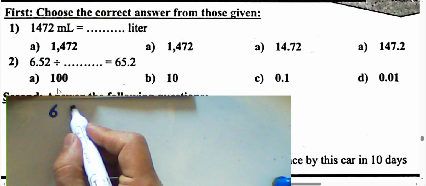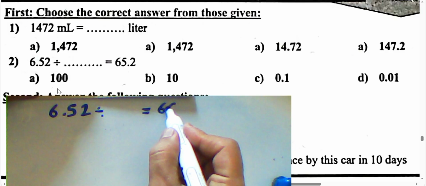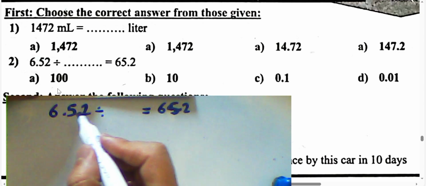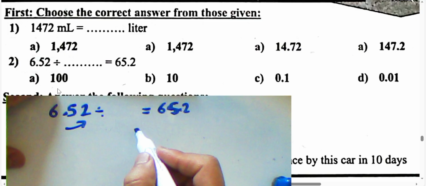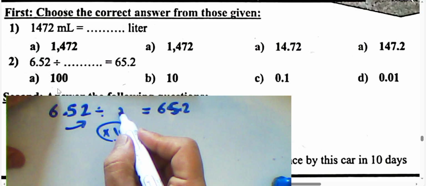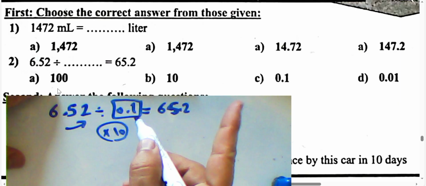Next question. 6 hundredths divided by what equals 65 and 2/10ths. Look at the point. We have 6.52 divided by what? Equals 65 and 2/10ths. Look here. The point moved right hand side by 1 place. It means multiply by 10. Multiply by 10 means divided by 1/10. Then the answer will be 1/10. Choose letter C. Next question.